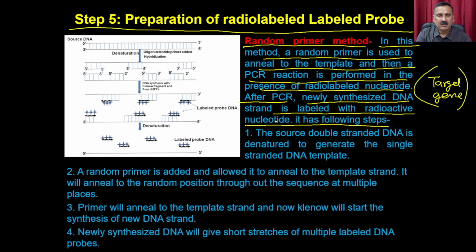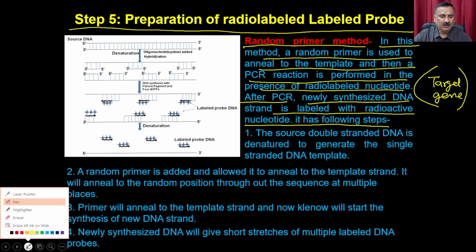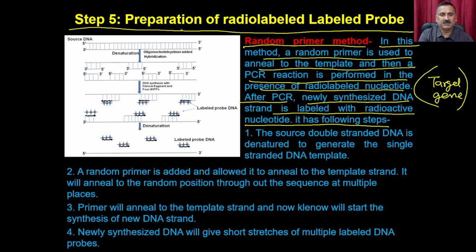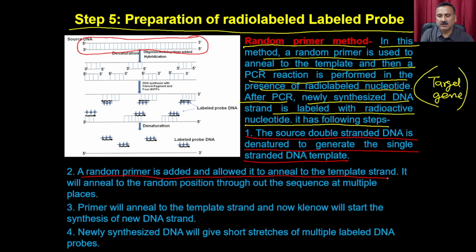It has the following steps. First you have the source DNA, right. This is the region which is exclusive to this particular gene. You have the denaturation of this sequence, and then you provide the random nucleotides. The source strand is denatured to generate single stranded DNA templates. A random DNA primer is added and allowed to anneal to the template strand. It will anneal at random positions throughout the sequence, at multiple places.